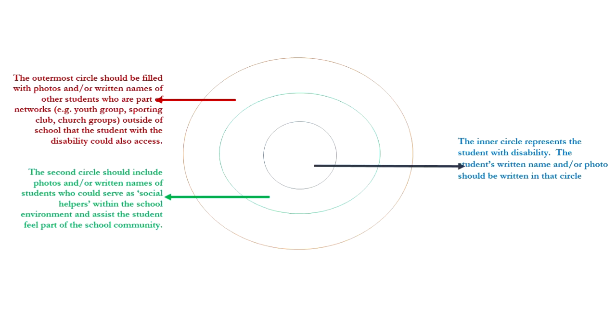Draw 3 concentric circles as shown here to guide the discussion. Instead of circles, you could use a different shape, such as a rectangle or a square.